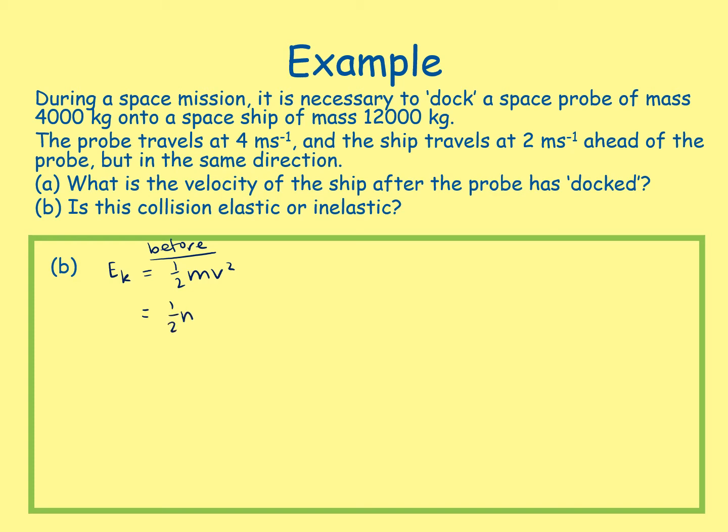So we've got a half m1 u1 squared plus a half m2 u2 squared. So that's a half times 4,000 times 4 squared plus a half times 12,000 times 2 squared. Popping that all into a calculator gives us 56,000 joules.